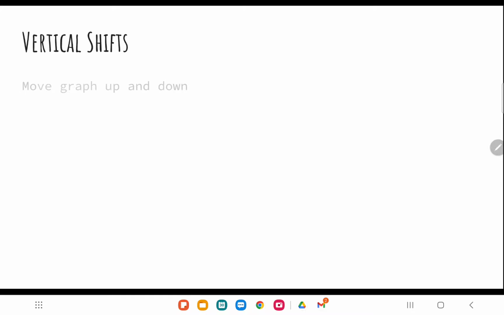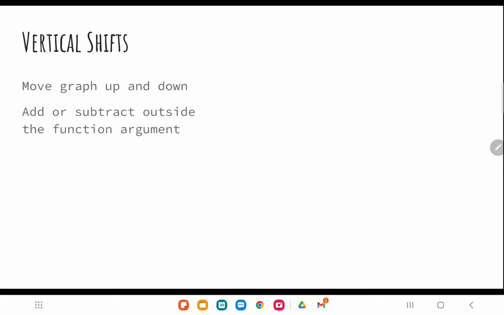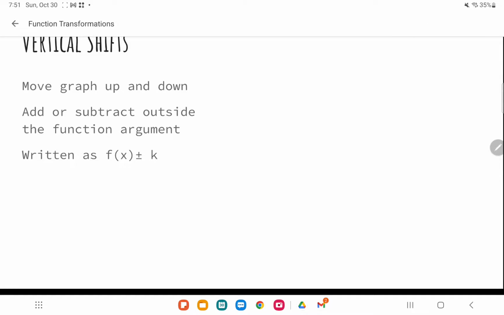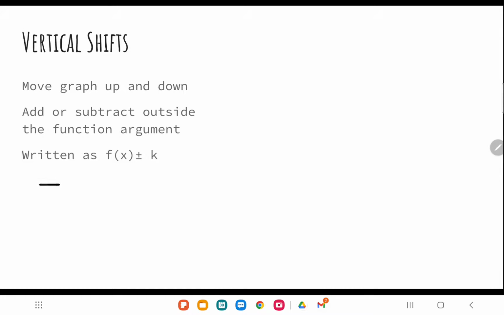Let's start with vertical shifts. Vertical shifts move the graph up and down, a translation, and these are added or subtracted outside the function argument. They're generally written as f of x plus or minus k. Now, it's important to know that you may see something written as k plus f of x, or minus k plus f of x. If you see this, you should recognize it as a vertical shift, and you should change the order around just to make your life a little bit easier.